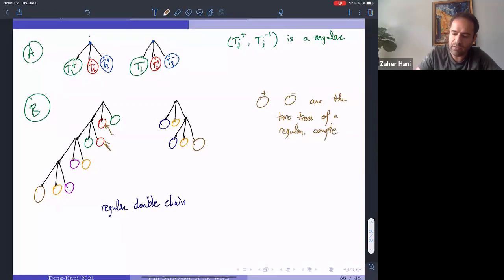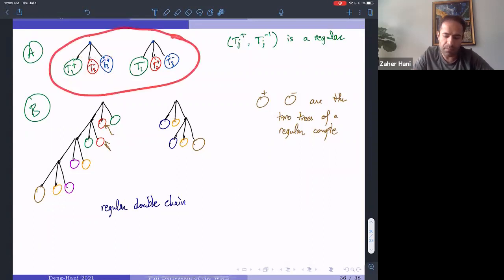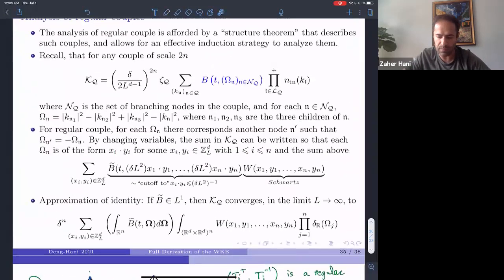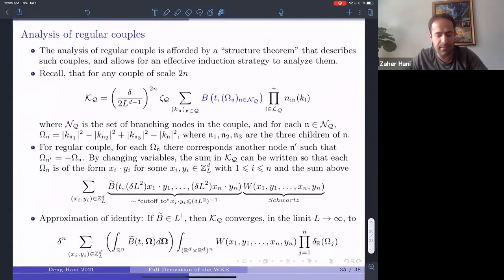And of course, the regular couples that fit here, here, here have a scale that is strictly less than the big regular couple that contains them. And this is what allows us to do an effective induction process. Okay, so that's a quick way to explain the structure theorem of those regular couples.